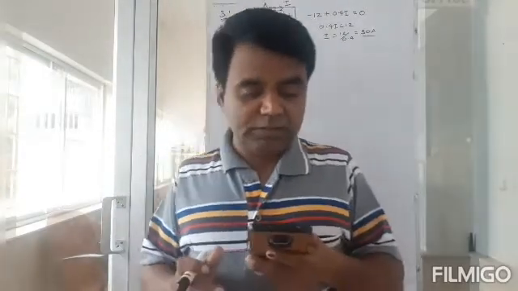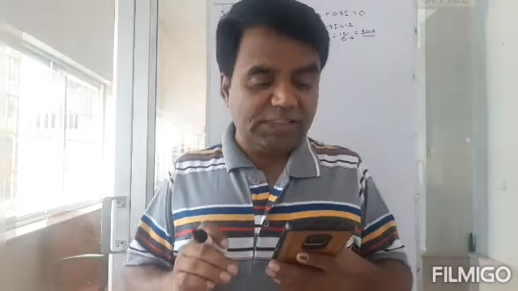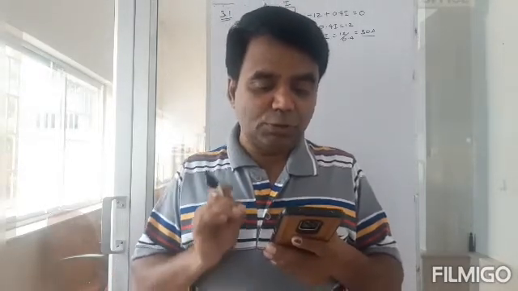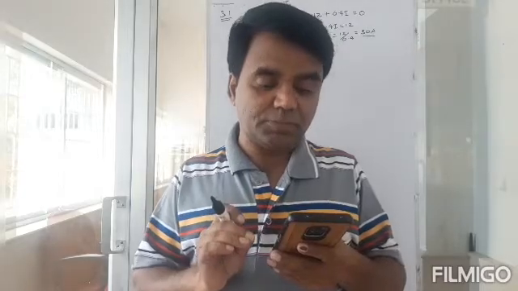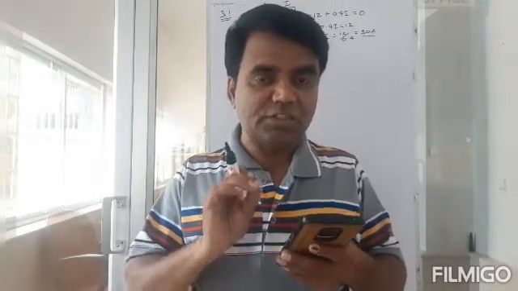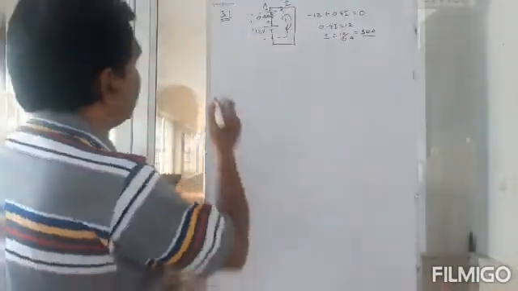3.2. A battery of EMF 10 volts and internal resistance 3 ohms is connected to a resistor. If the current in the circuit is 0.5 amperes, then what is the resistance of the resistor? Then what is the terminal voltage of the battery when the circuit is closed? Okay. So 3.2.